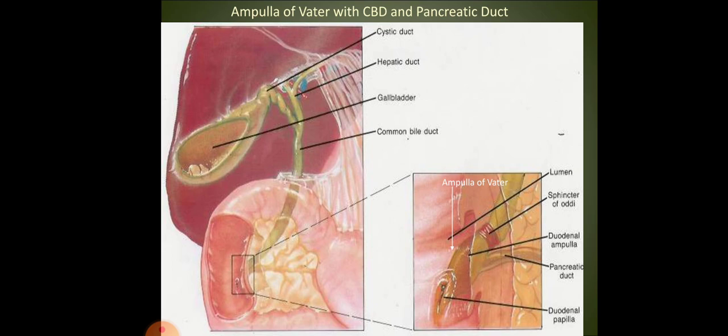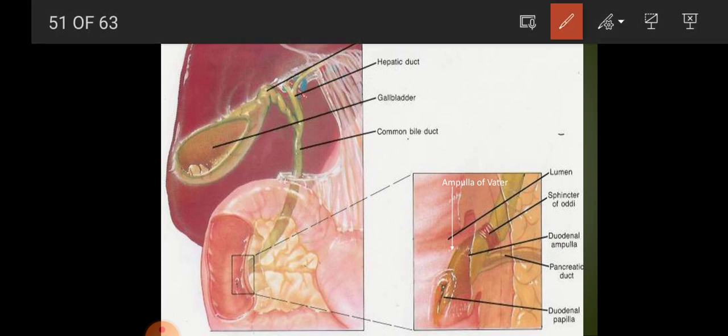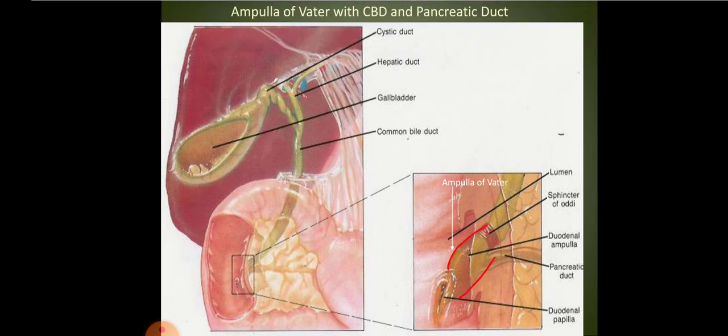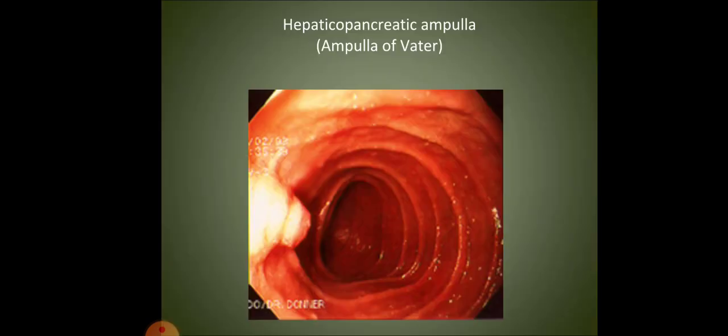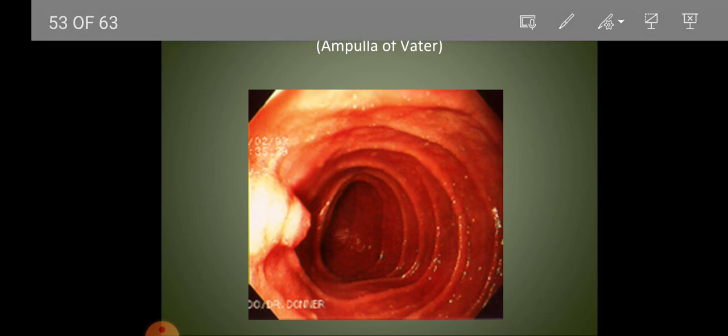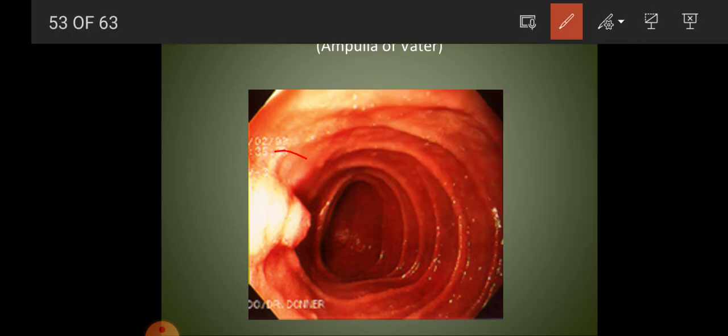Now ampulla of Vater with CBD and pancreatic duct. Here we can see again ampulla is the dilated part of the CBD. Now hepatopancreatic ampulla or ampulla of Vater is again seen through the interior of the duodenum over here in the second part of the duodenum. Here we can see this dilated part, that is the ampulla of Vater.